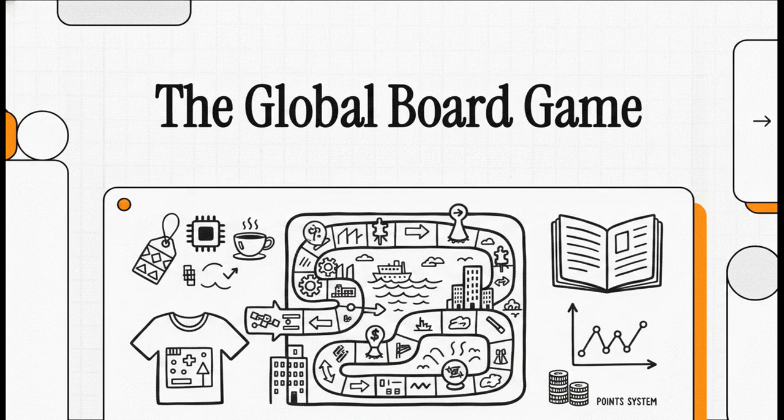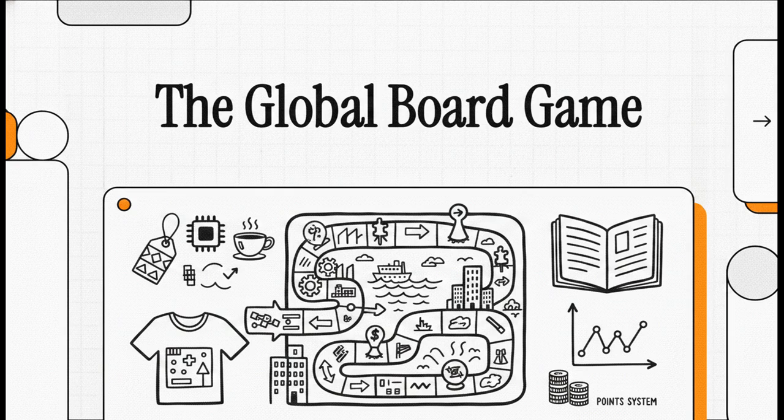Have you ever looked at the tag on your shirt, the tiny components inside your smartphone, or even just the origin of your morning coffee, and wondered how all of it perfectly orchestrated its way right into your hands? To really grasp international business, it honestly helps to picture the global economy as a massive high-stakes board game. We're talking moving pieces, completely different terrains, super complex rulebooks, and a point system that literally never stops fluctuating.